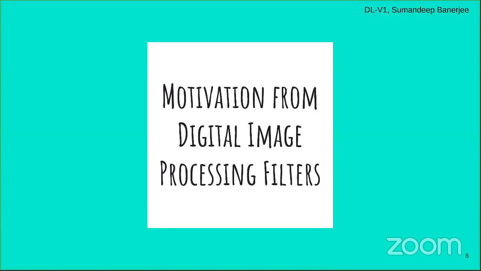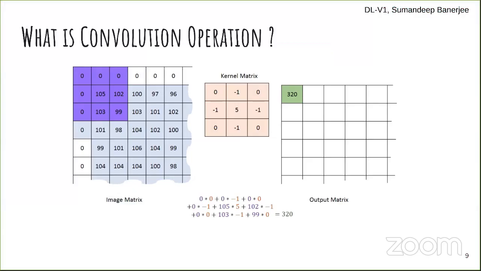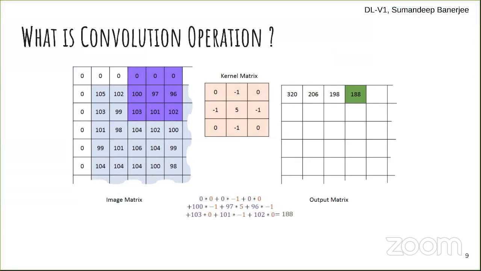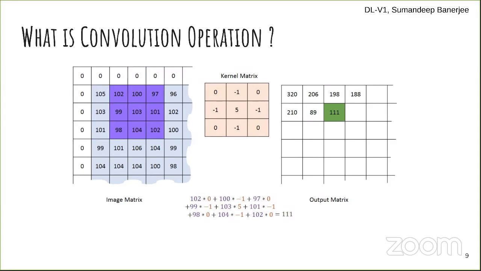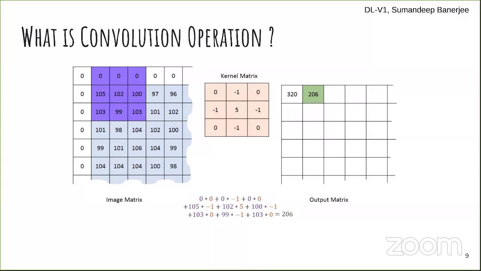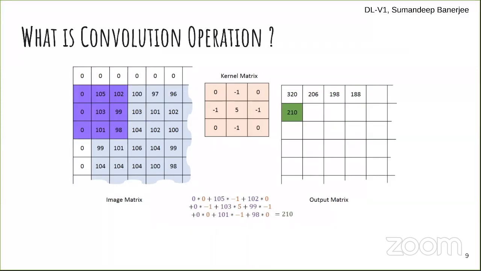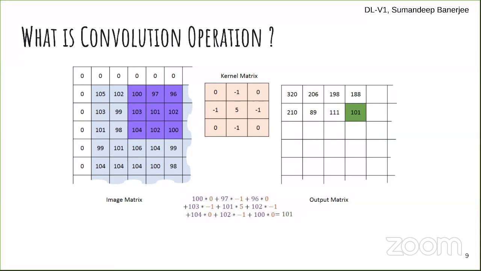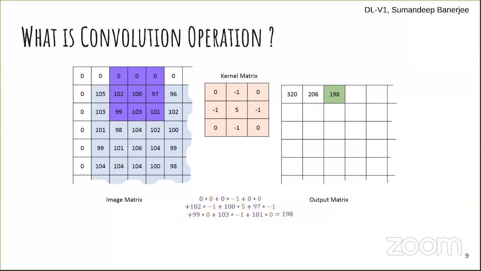So the motivation for using convolution is inspired by very old signal processing techniques, which apply to digital image processing, called filters. So let's start with what the convolution operation actually is. You can see on the left that images within a computer are represented as a two-dimensional array of numbers. Usually each pixel is represented with an unsigned int 8, so the numbers can vary between 0 and 255.